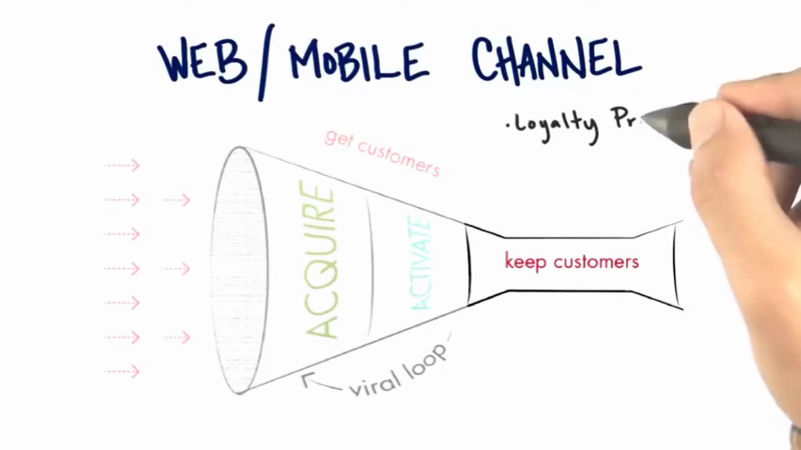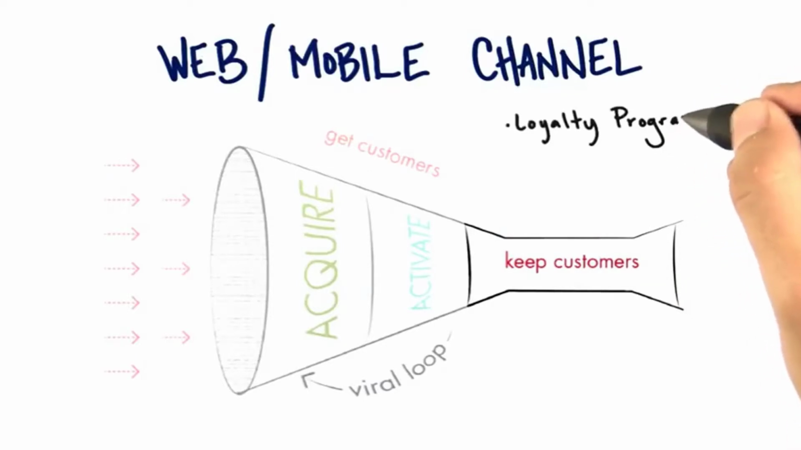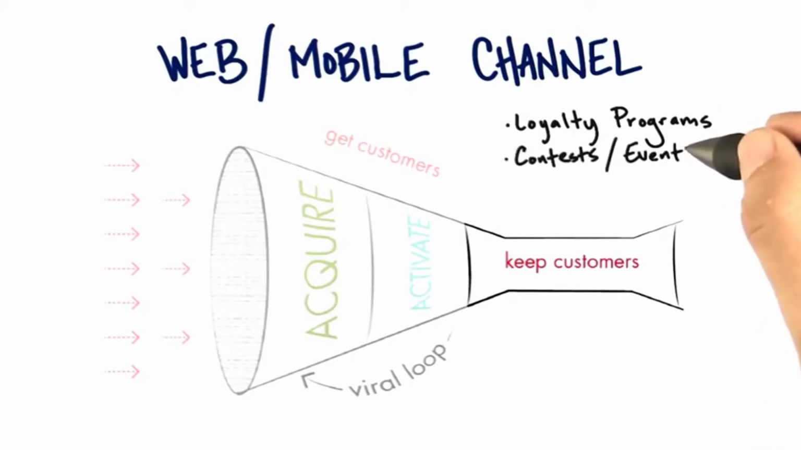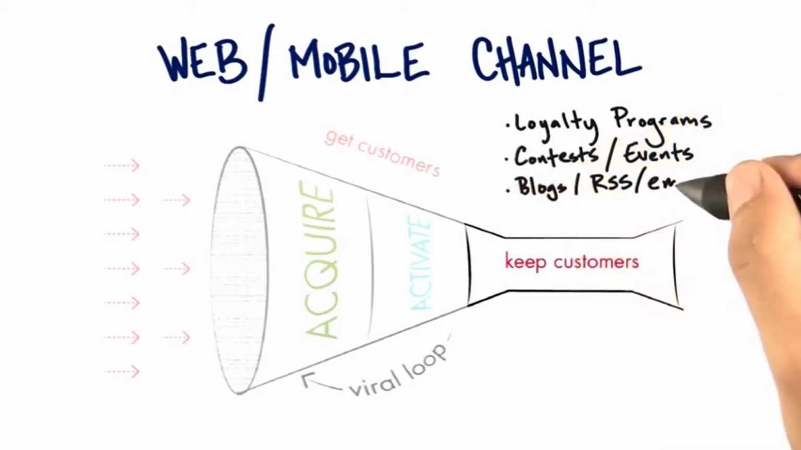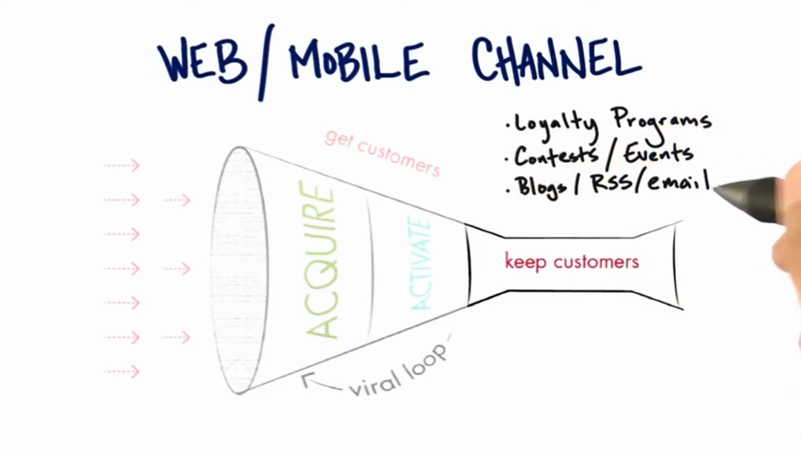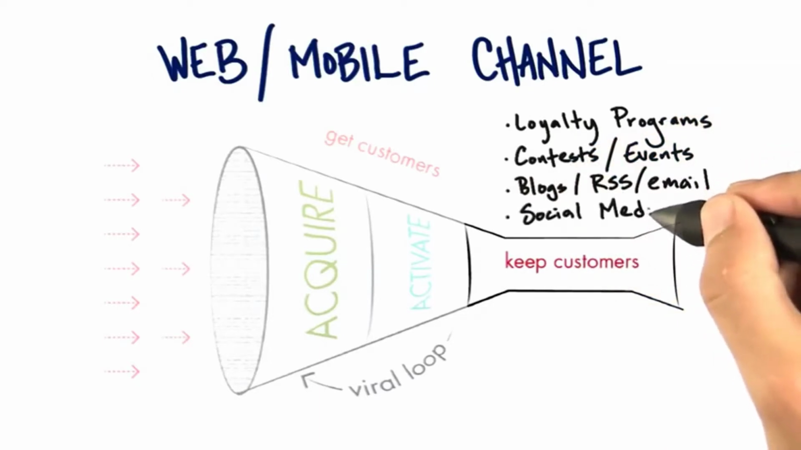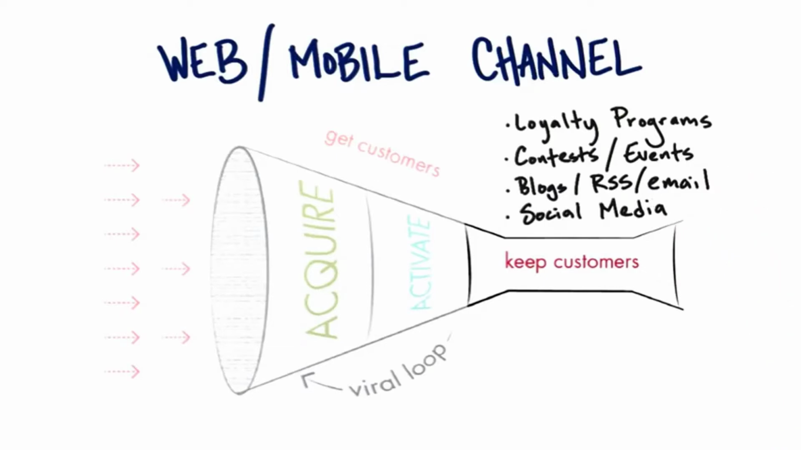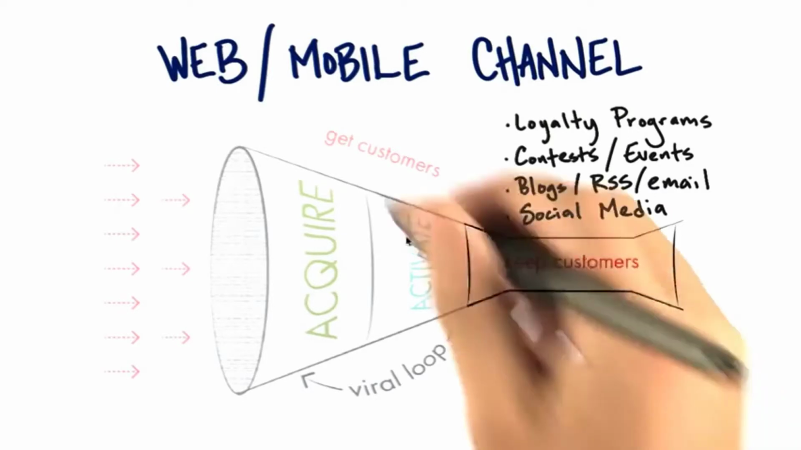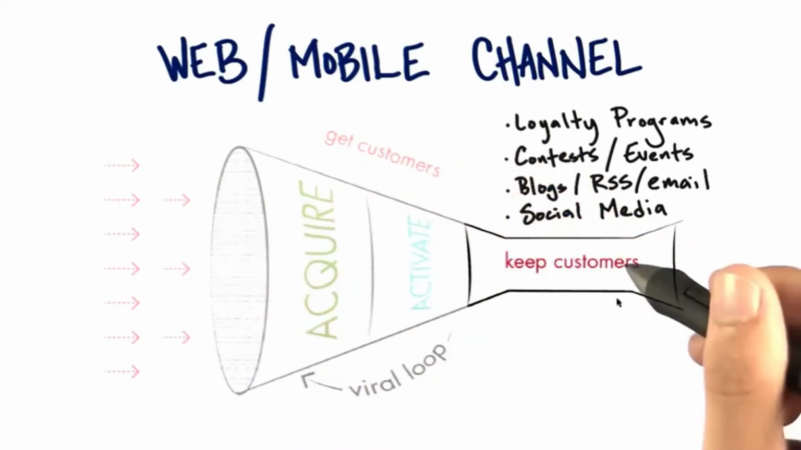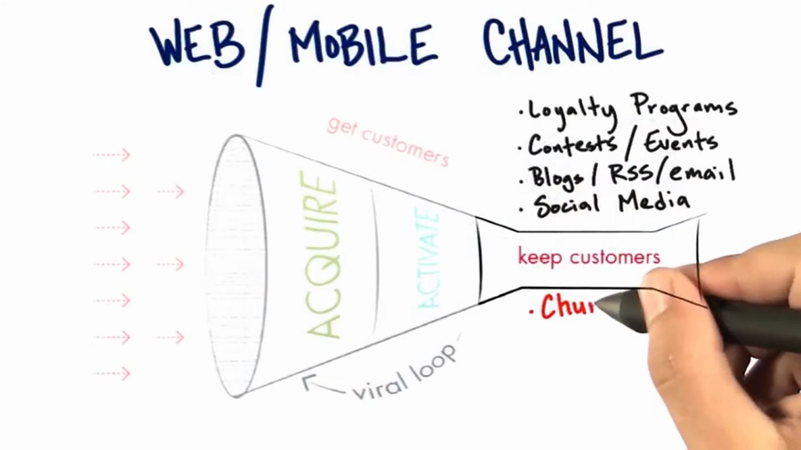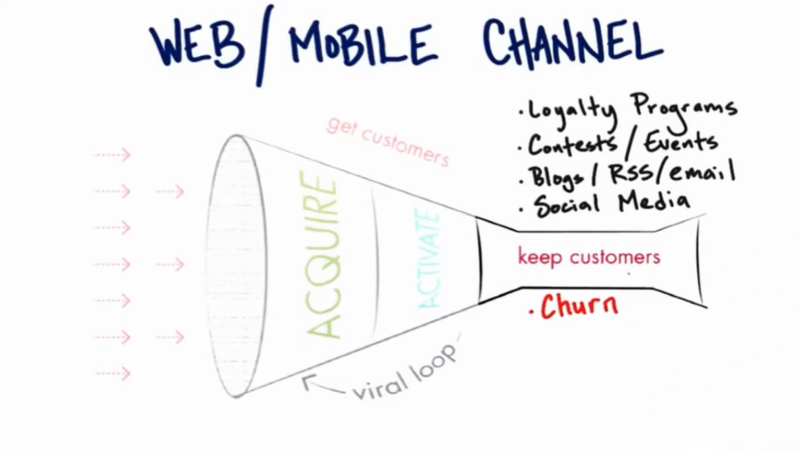So let's take a look at keeping customers for the web mobile channel. Web mobile works almost exactly like physical channels for keeping customers. It's exactly the same idea. You might want to offer loyalty programs, contests and events, blogs, RSS, and email, or social media, all designed to engage customers. What you want to think about in keeping customers is that customers are a lot more expensive to acquire than they are to keep. And the key thing that you want to worry about is churn, or sometimes called customer attrition.